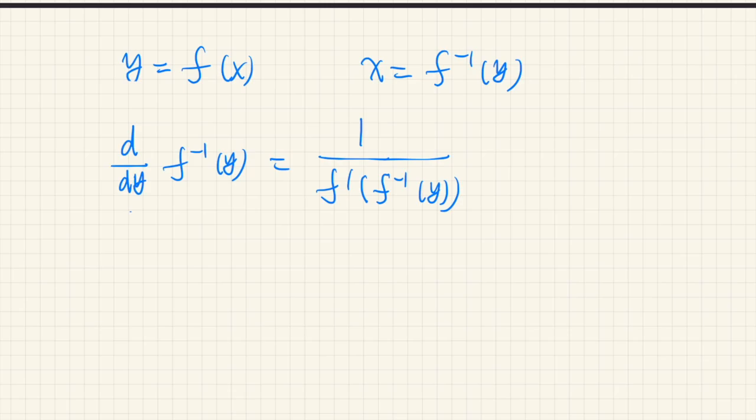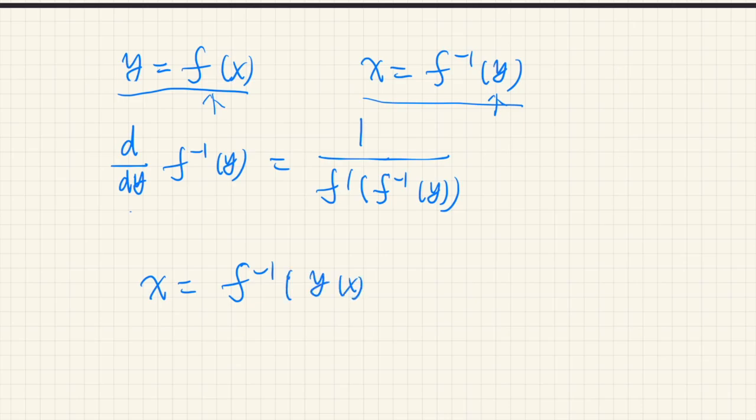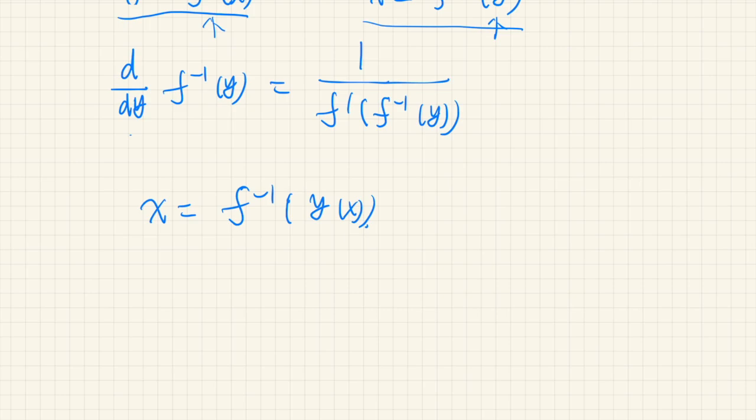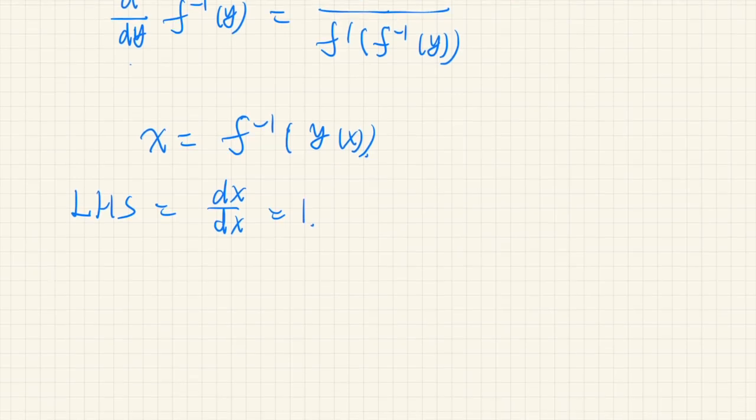Okay, let's prove this. First of all, we have y equals f of x and x equals f inverse of y. Now let's consider y as a function of x, just like this. So maybe it's better if we write y of x here inside. So let's differentiate both sides with respect to x. Then the left-hand side is just dx over dx, that is 1.